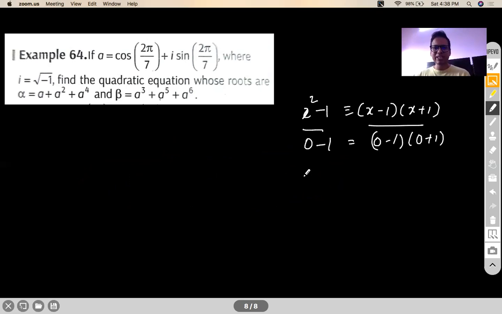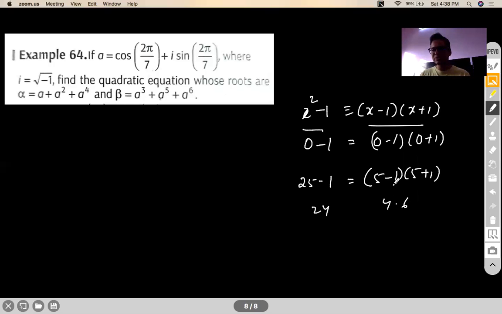So if you put 5 over here, that is 25 minus 1. This should also give you the same result. See, 24. 4 into 6, 24. So z, anything you want, you can put. I put minus 1. I can put 0. I can put 1.